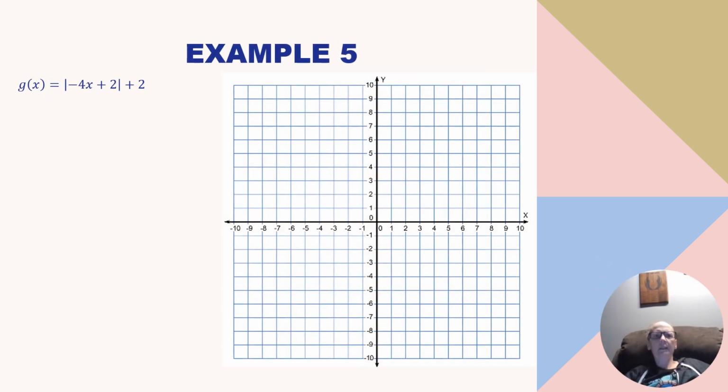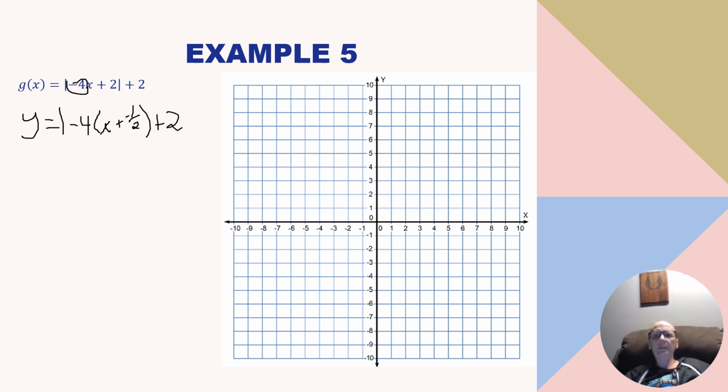All right, in our final example, we've got something going on here. There's something in front of the x inside the absolute value. When it's like that, you need to change your graph. First, I'm going to call it y because it's easier. What you're going to want to do is factor out whatever is in front of the x from the expression inside the absolute value. So I'm going to take a -4 out and divide everything by -4. So -4 times x, and then plus 2 divided by -4 is -1/2. And then I still have that plus 2 on the outside.